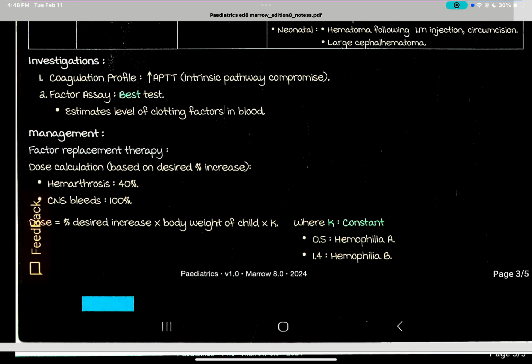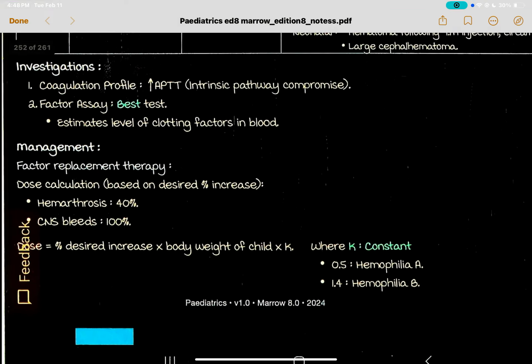Investigation: coagulation profile, you will find increased APTT, intrinsic pathway is compromised. Factor assay is the best test, it estimates the level of clotting factors in blood.